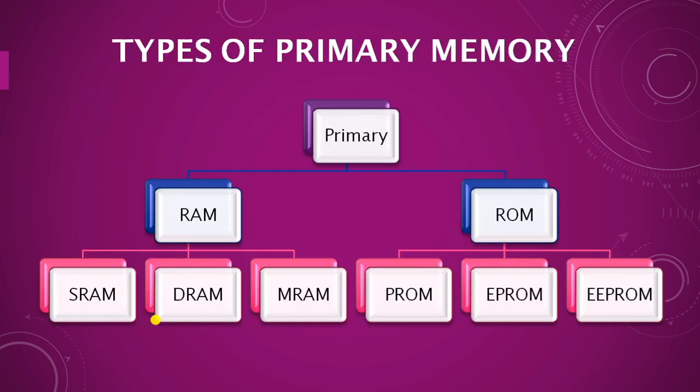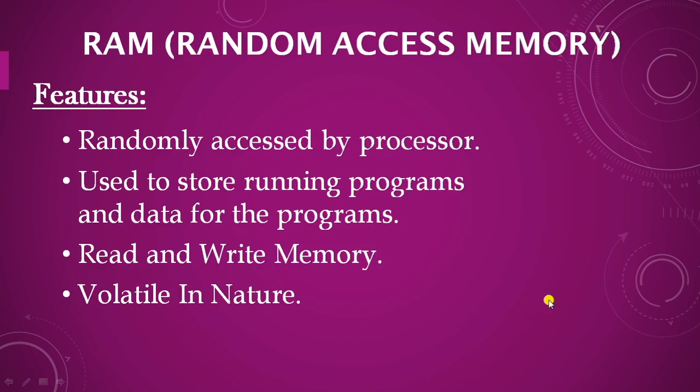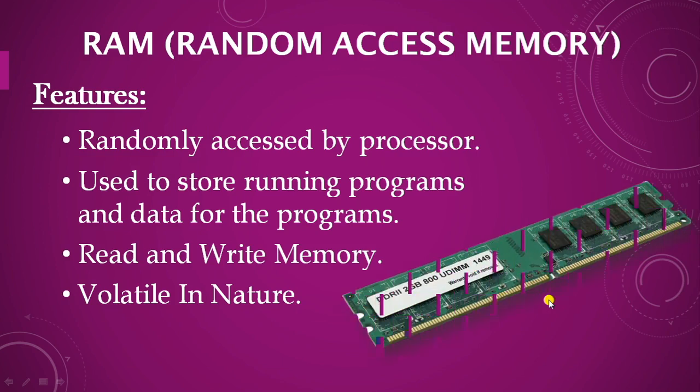In the computer you will see two types of primary memory, that is RAM and ROM. RAM is random access memory, ROM is read-only memory. Each is further classified into three sections. These are for some advanced learning. These are static RAM, dynamic RAM, magnetoresistive RAM, and for ROM, programmable read-only memory, erasable programmable read-only memory, and electrically erasable programmable read-only memory. This you will learn in further classes. So let's get to know about RAM and ROM.